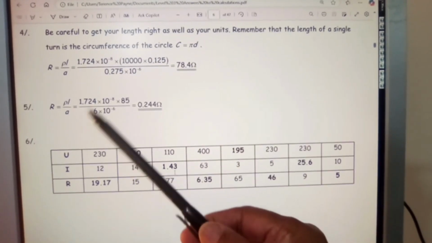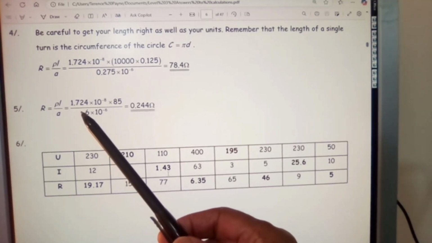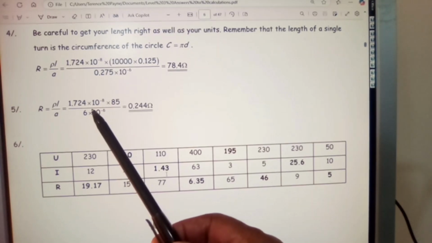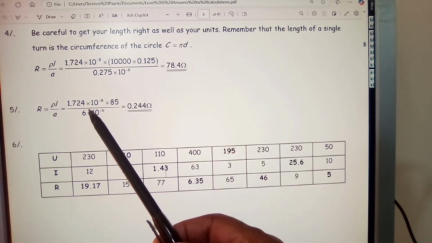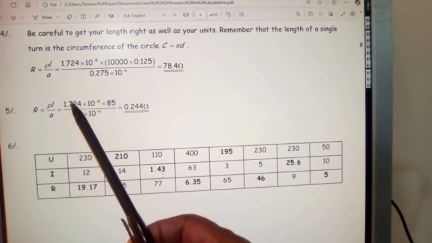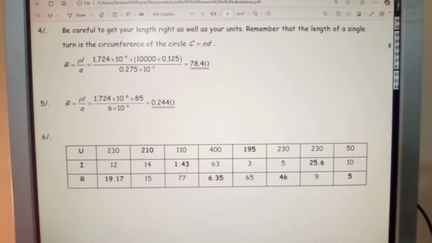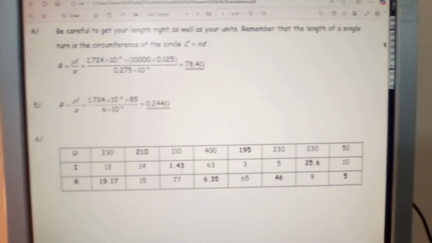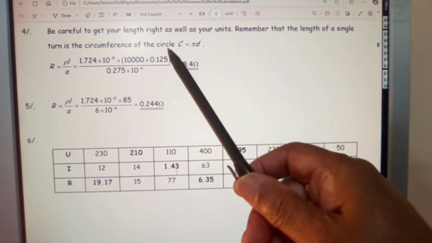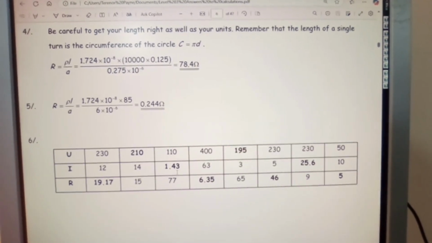Here you can see 10 to the minus 8. R equals rho L over A. So you need to identify what is 1.724 times 10 to the minus 8. What does it represent? That is for you to find out. You should know a lot of this already. To find the circumference of a circle equals pi d. Now, why does that equal pi d?